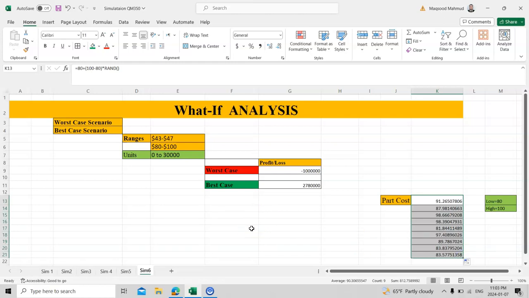So I hope you understand the concepts of simulation, how we can estimate a real system with a simulation, and it will help you in a financial system. It will help you in a machinery system as well.